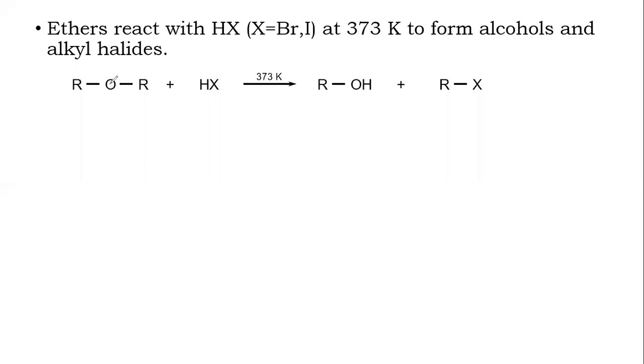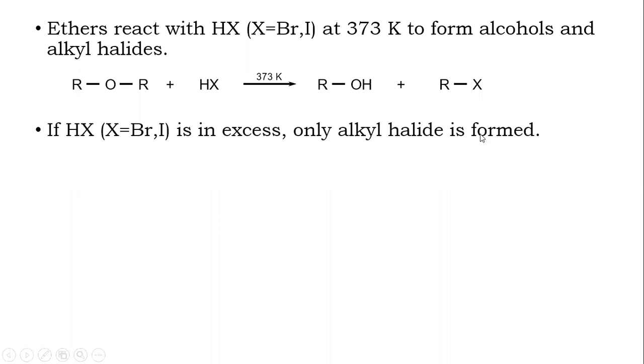So, ROR is the ether. When ether reacts with hydrogen halide, it forms alcohol and alkyl halides. If the halogen acid is taken in large quantity, then only alkyl halides will form.